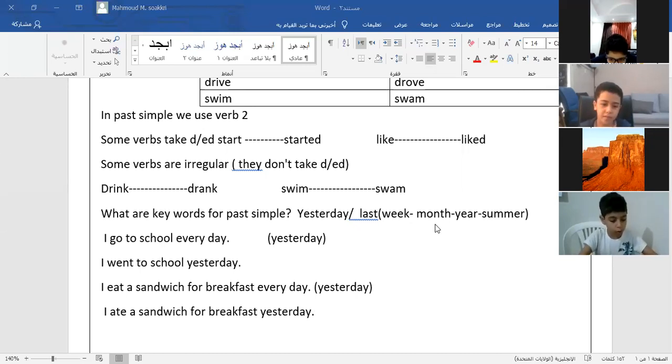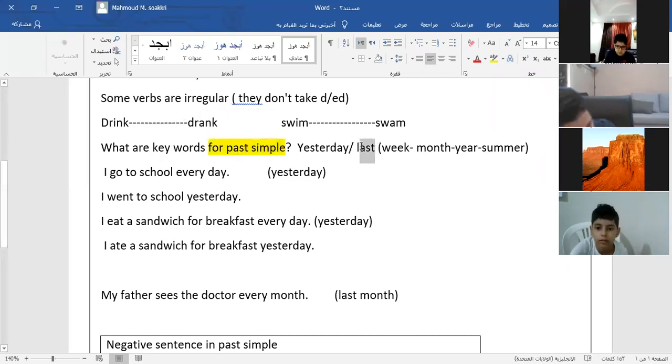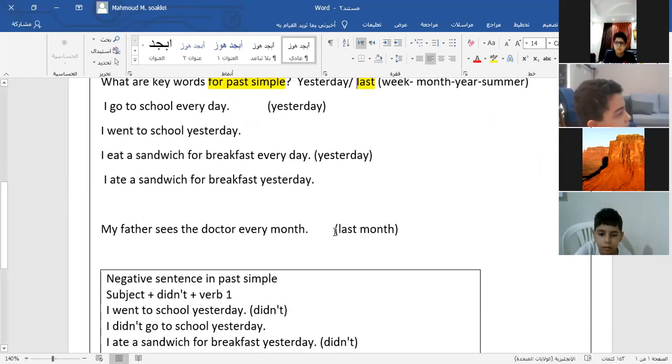Now, Malik Asam, Muhammad Samir. We have here another example, Muhammad Samir. Look, my father sees the doctor every month. This means that my father goes to the doctor at his clinic every month. Now we will use last month. Muhammad Samir, is last month past simple or present simple? Look here, can you see the word last? It is a keyword for what? For past simple, right? So this means we are going to change the sentence into past simple. Is it right? Okay, well done.